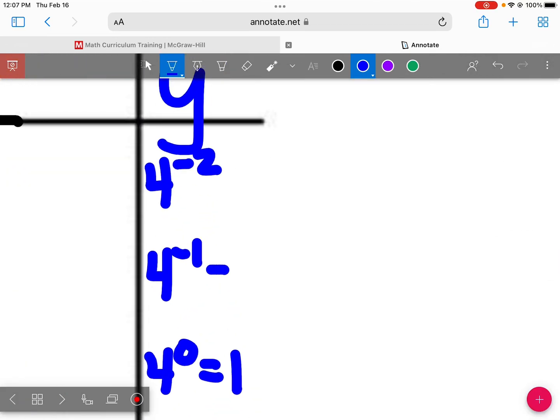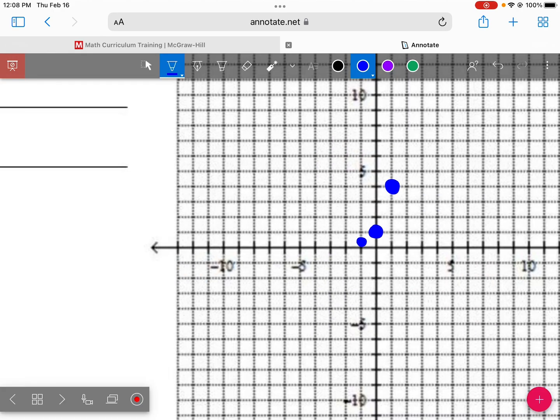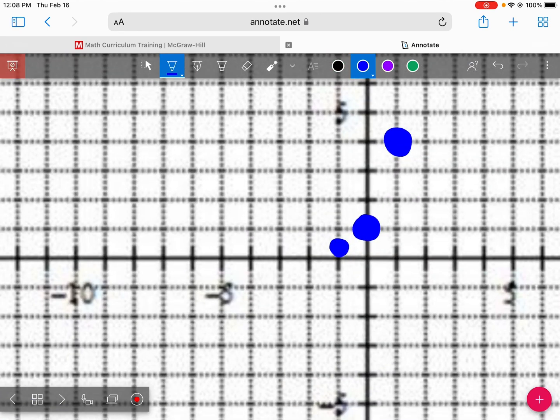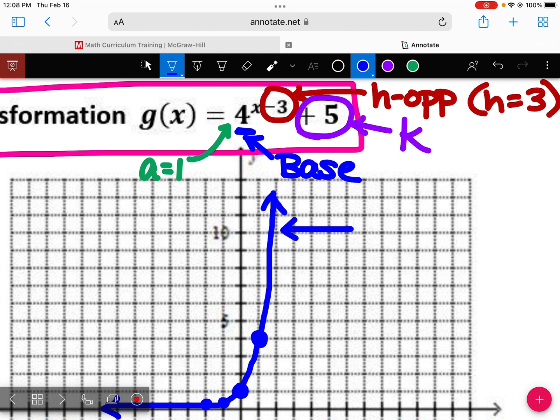What is 4 to the negative first power? 1 over 4. So that's going to be right about here, very close to the x-axis. What is 4 to the negative 2? 1 over 16. Again, very, very close to the x-axis, but it's not negative, so I don't go underneath it. It lays flat along the x-axis until we get to these points that we've graphed, and it curves through these points. Here's my parent.